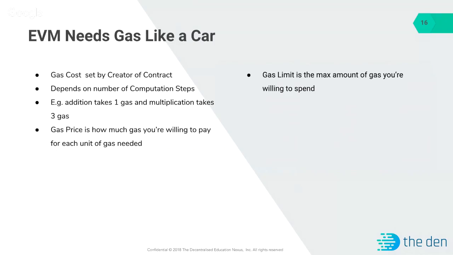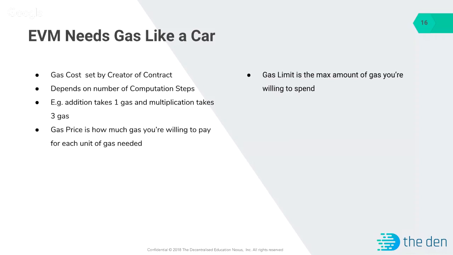Then there's also the gas limit, and this is the maximum amount of gas you're willing to spend. So you say, okay, I'm only willing to spend 20 gas to go execute this contract function. But let's say that the contract function needs 50 gas to execute, and you only say 20 gas. Well, what happens then is the call will revert, meaning there will be no changes made to the state and there will be no return value.